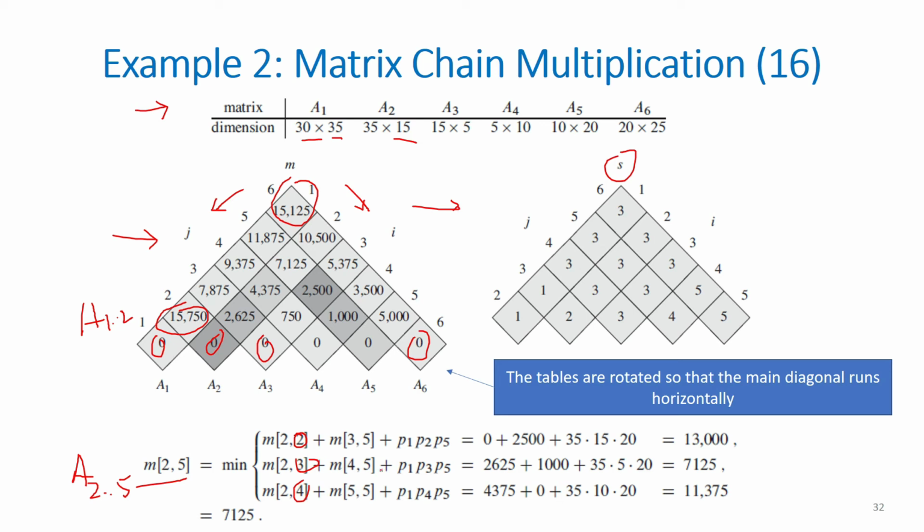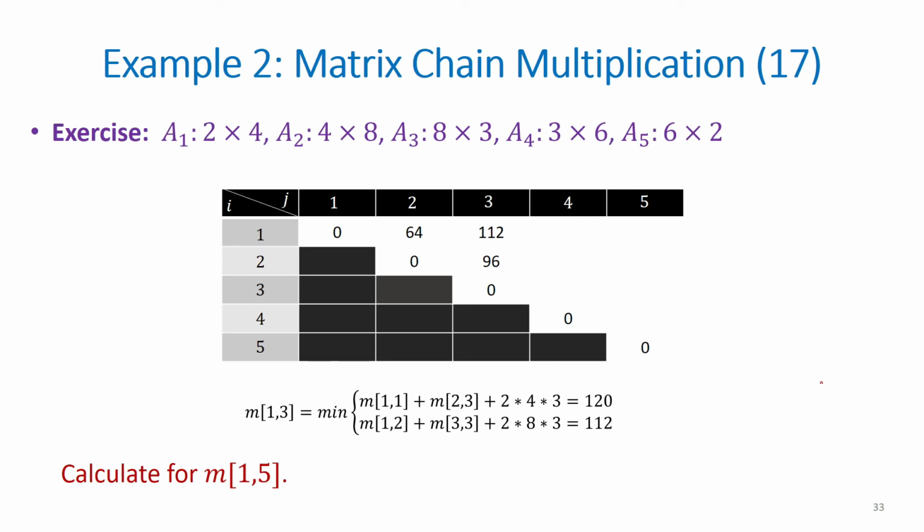Calculating the cost for each case tells us that the minimum cost is obtained if we split at K equal to 3. That is 7,125. This value K is stored at S25, which is here and here. So we have K equal to 3. As an exercise, I want you to work out the cost for M15 given these 5 matrices. I have already done it for you up till M13.